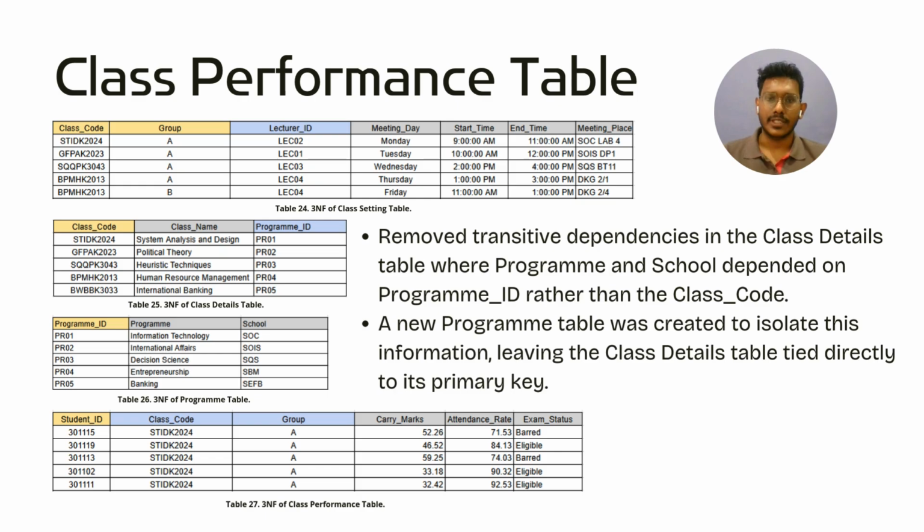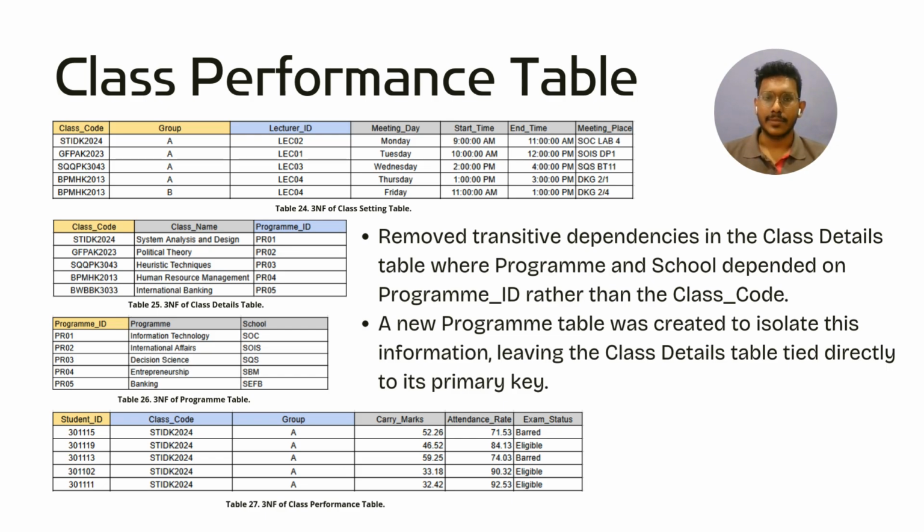And the last table is the class performance table. It stores individual student performance in each class, for example, carry marks, attendance, and exam eligibility. Each row is unique per student and class, so with no transitive dependencies.